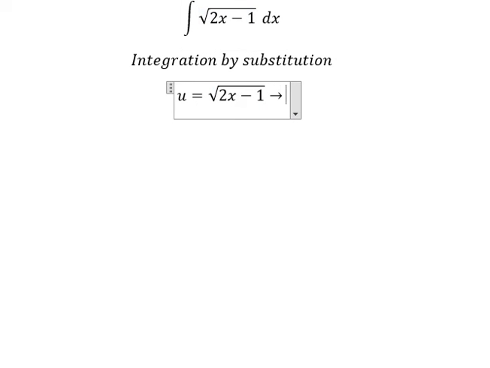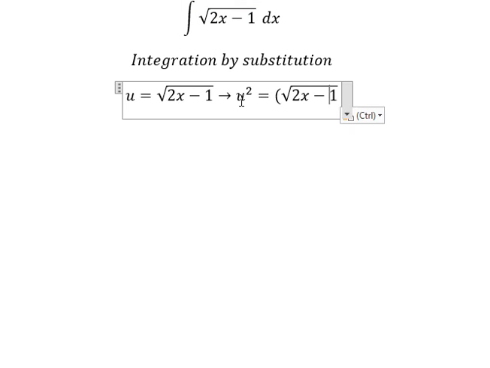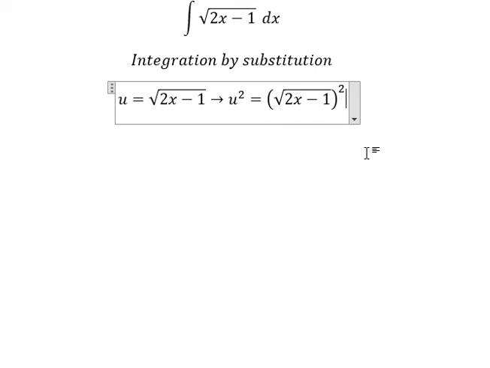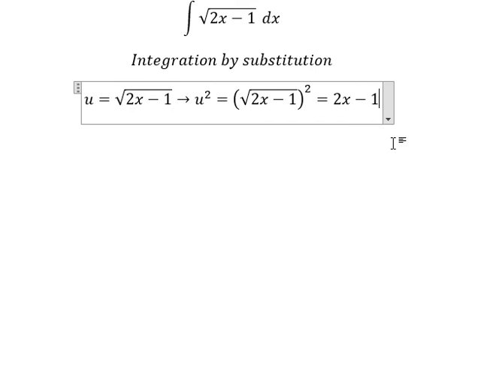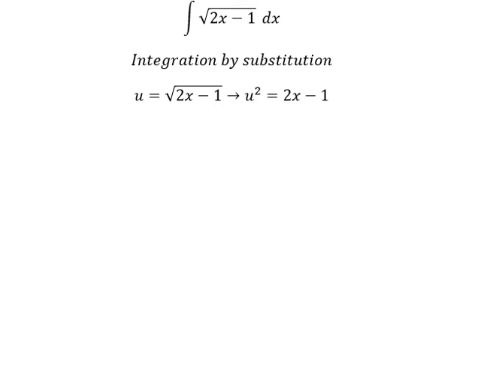So I will square both sides to cancel the square root, and we have 2x minus 1. Next, we do the first derivative for both sides. The first derivative of u squared, you get 2u du. The first derivative of 2x, we do the first derivative of x, you get number 1. So we have 2 dx. Later, we divide both sides by number 2.